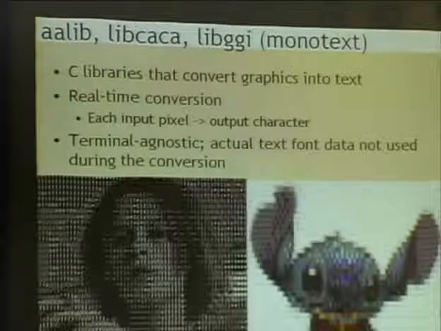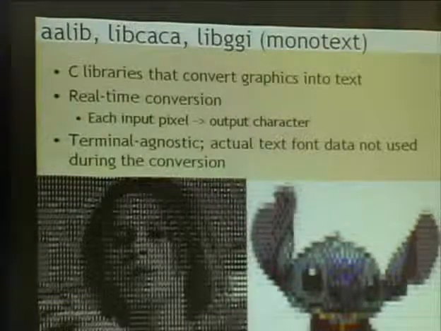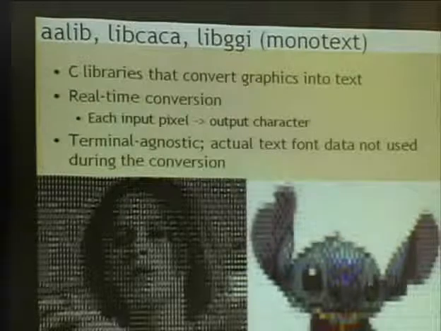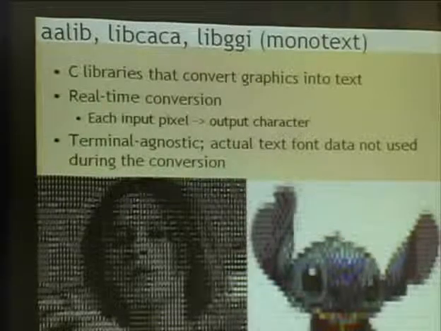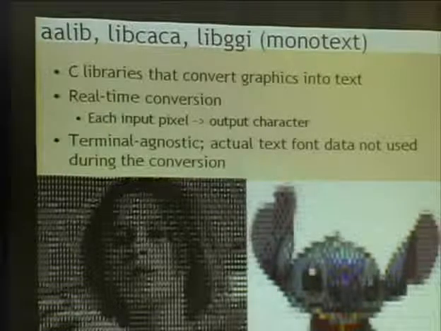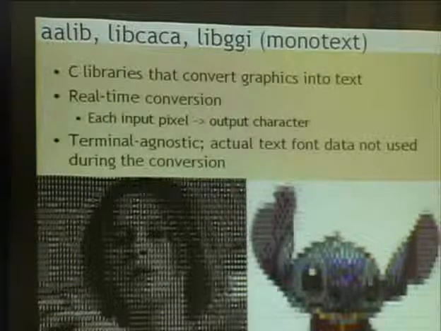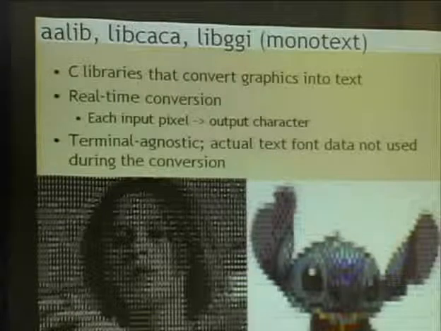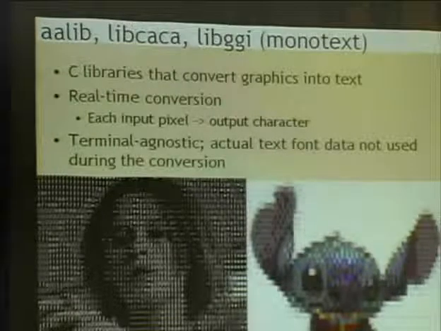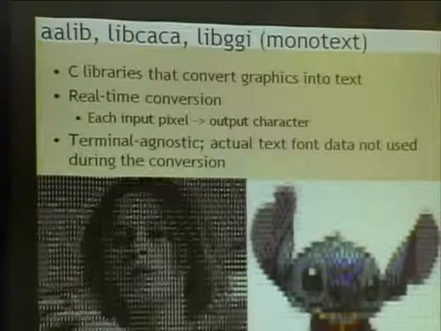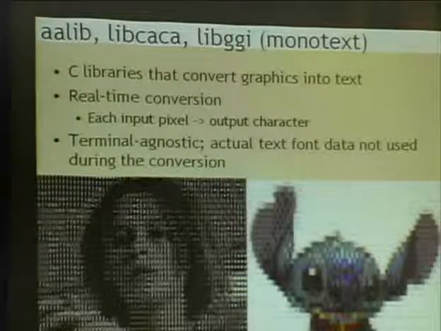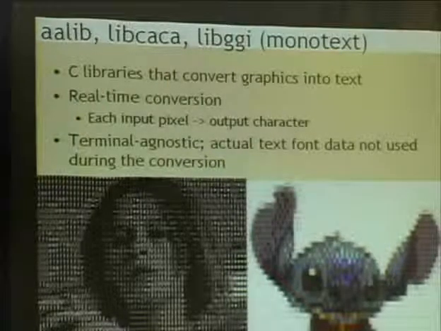And another comparison is, people have accused me of using AAlib or libcaca, the monotext module of libggi. These are C libraries that started in Unix and eventually got ported to DOS and Windows that convert graphics into text. But they use a completely different method. They're meant to be real-time conversions, something you plug in. There are versions of VLC and Xine and other Unix players that can play video through these things. Why you would want to do that, I don't know.